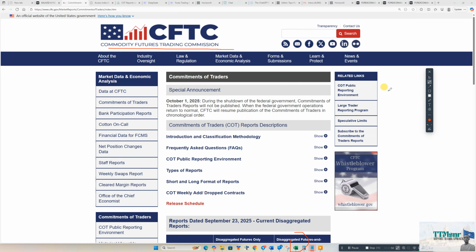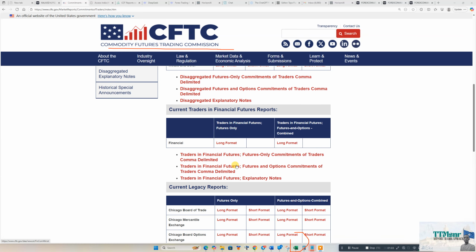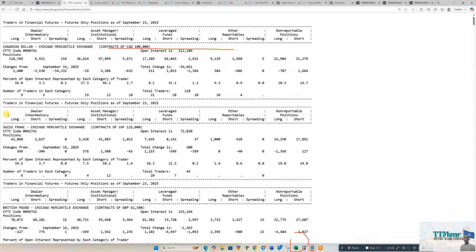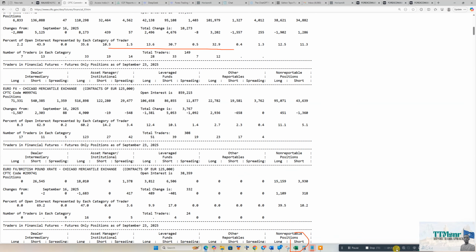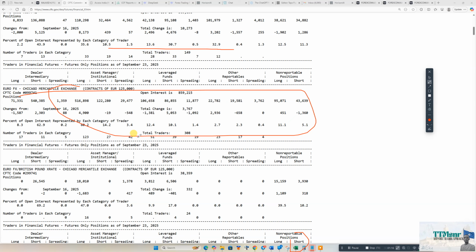So we know that there is long format data and short format data. We always focus on the short. For example, if we look at the long, here we have long format data. This data is too much, and most new traders are not able to understand how it really works, and how to follow it is also critical and complicated.